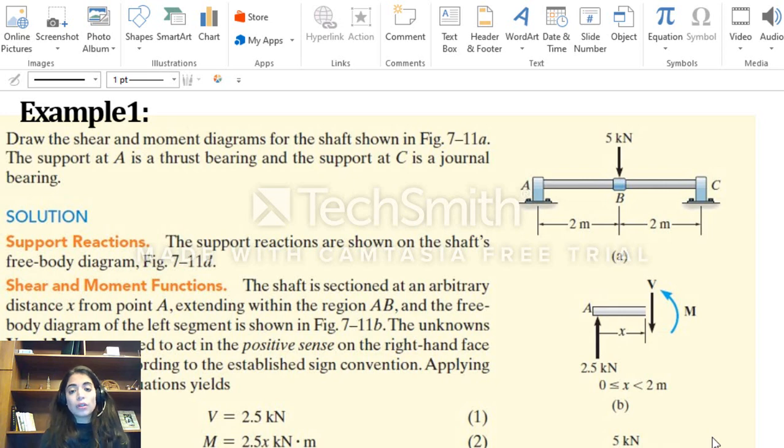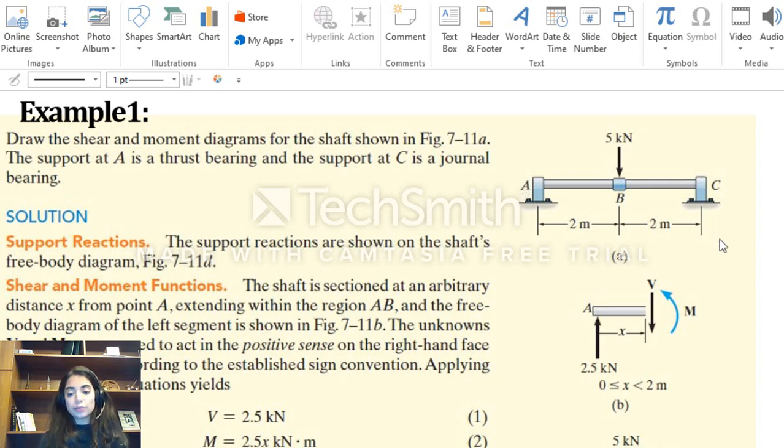Now, I will start with a very simplified example, which is example 1. So I have a symmetrical beam. I have one point load at the midpoint of this beam equal to 5 kilonewton. And the question is to draw the shear and moment diagrams for the shaft. I know that at A I only have one reaction, and at C I only have one reaction, no horizontal reaction here because there is no horizontal force.